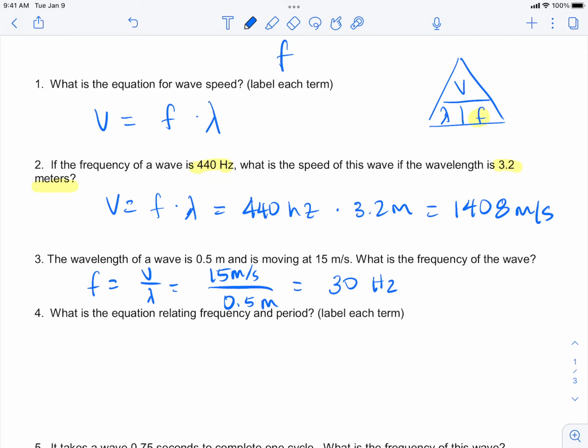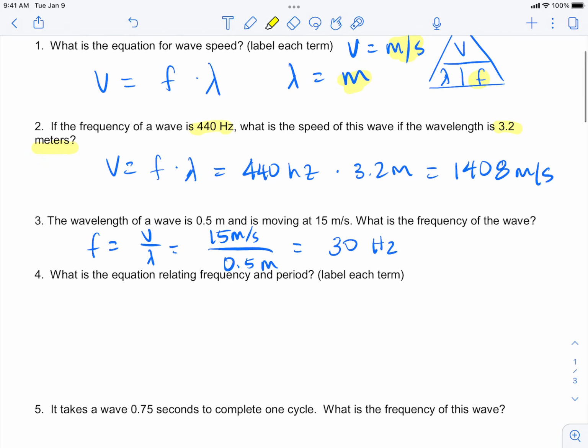So frequency is hertz, wavelength is meters, and the velocity is meters per second. Those are the labels that would go on each of those things: hertz, meters per second, and meters.